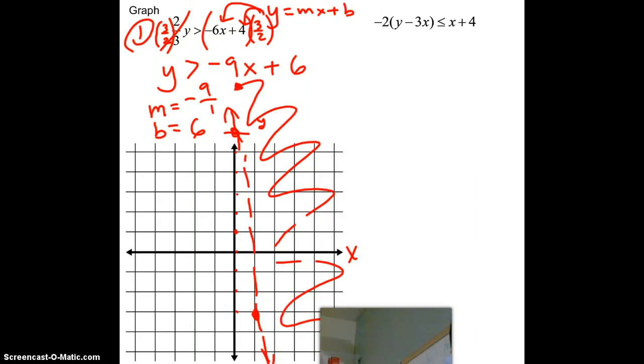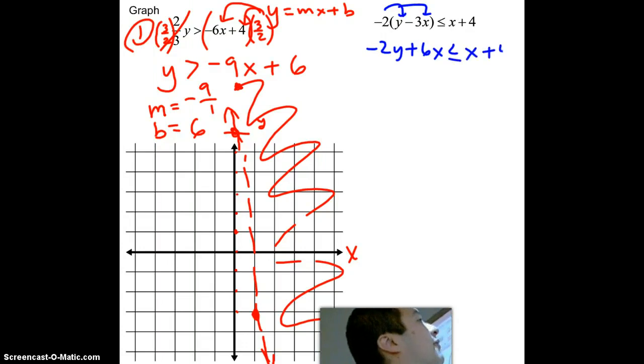Now, I'm going to work on my second equation in blue. Take a look. I'm going to simplify this by distributing. That becomes -2y plus 6x is less than or equal to x plus 4. Minus 6x from both sides.